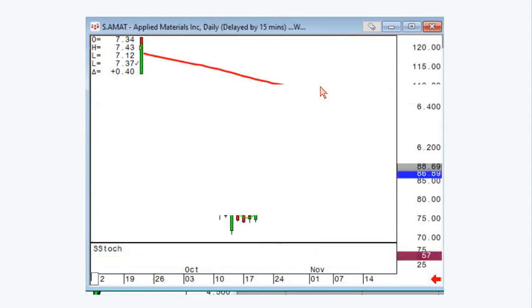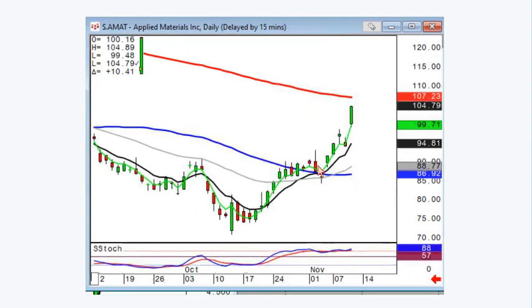Okay, so AMAT, look at your Morningstar best friend gap up off the T-line and the 50. Where do you think the next target was going to be? Right here. Daku.